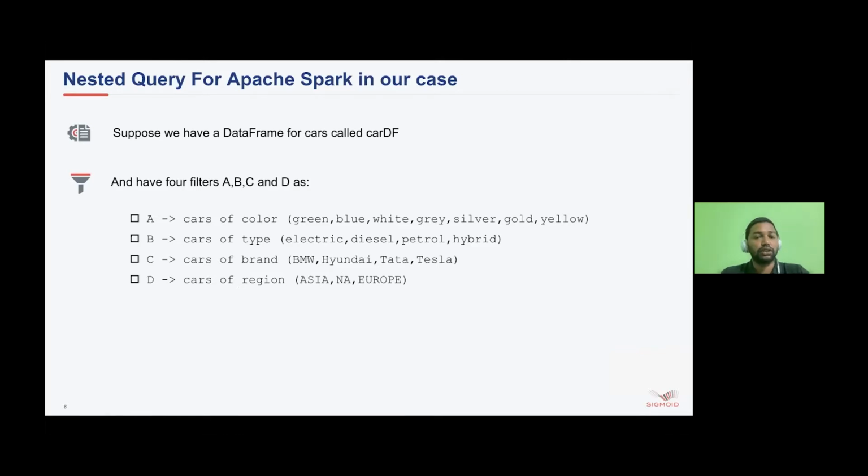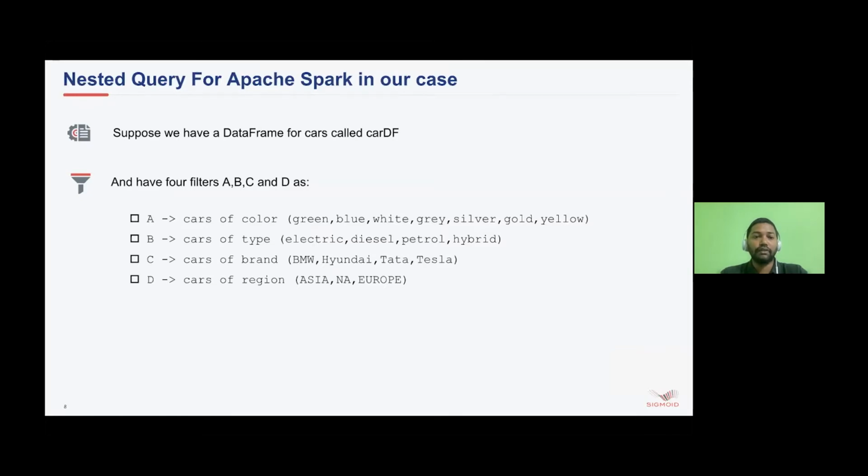So let's see an example of the nested queries that were used in our case. Suppose we have a data frame for cars called car df, and we want to apply some filters. We define filters A, B, C, and D. A is a filter on car colors like green, blue, white, gray. B is a filter on type, where the car is electric, diesel, petrol, or hybrid. Then C is car brands, and D is a filter on the region.